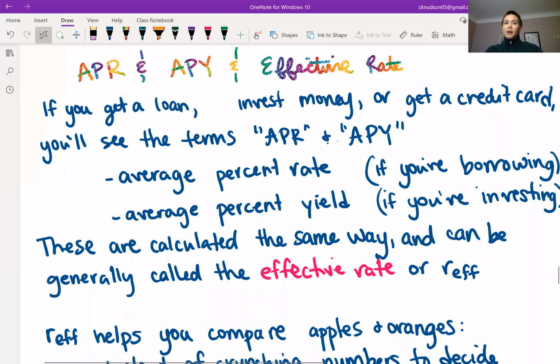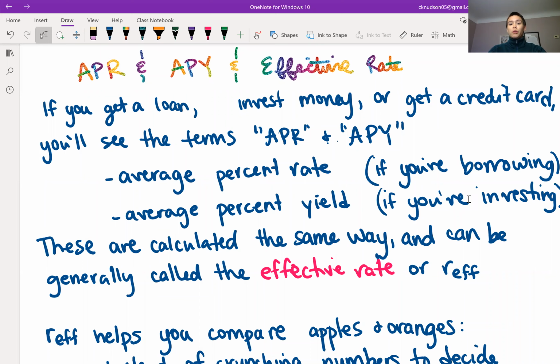Hi, this video is about APR, APY, and more generally just the effective rate. All right, so if you get a loan or go to invest money in a savings account, or if you get a credit card, you'll usually see the terms APR or APY thrown around. So what does that mean?